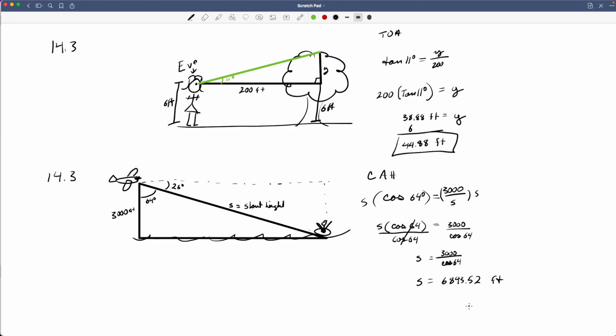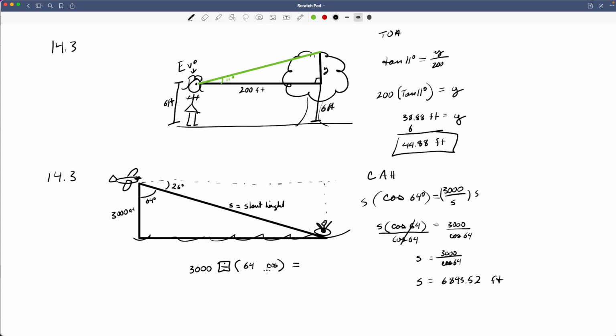So let me write out for you what I did in the calculator. On the calculator, I said 3,000. I pressed my division symbol. Then I did a parenthesis. And then I did 64. Now on my calculator, I have to do the degree measure. And then I press the cosine button. And then I pressed the other parenthesis. And then I did the equal sign. And then that gave me this value. So it's quite possible that yours would be the same way.